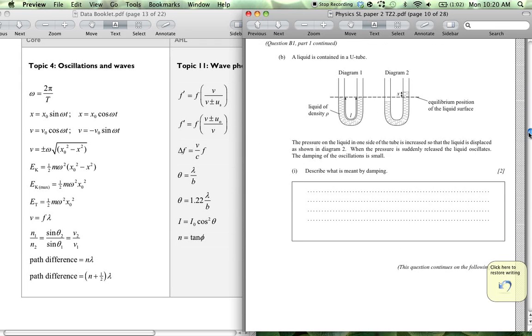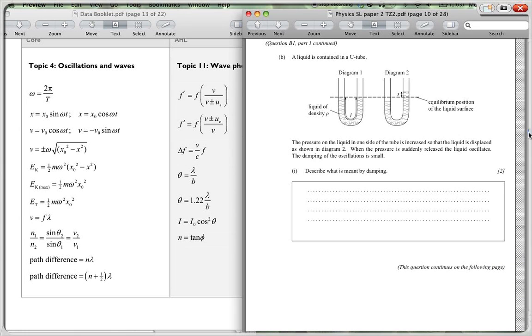Going into this one over here, B2, question B. It says a liquid is contained in a U-tube, a liquid of density rho, and here you have your displacement. The equilibrium position of the liquid surface is there, and then you have a displacement x up there. The pressure on the liquid in one side of the tube is increased so that the liquid is displaced as shown in diagram 2. When the pressure is suddenly released, the liquid oscillates. The damping of the oscillation is small, so basically your amplitude remains the same.